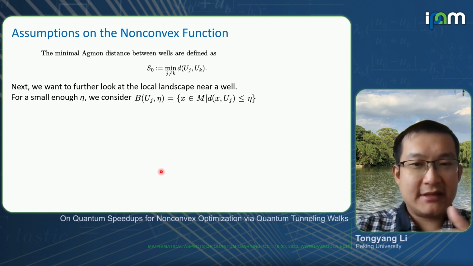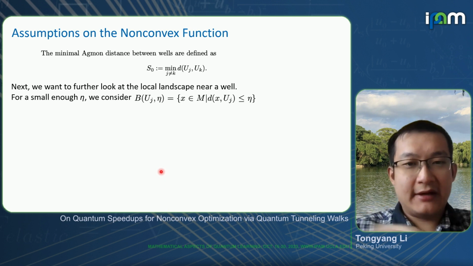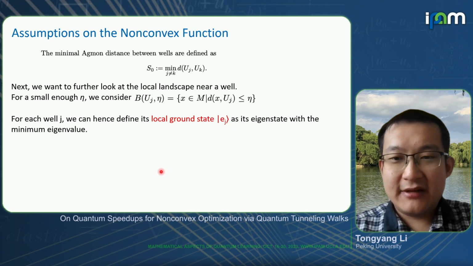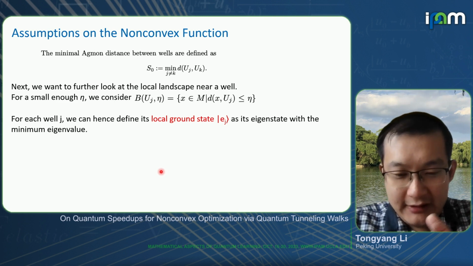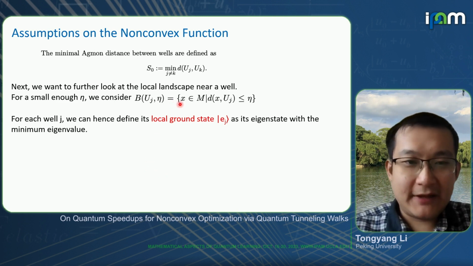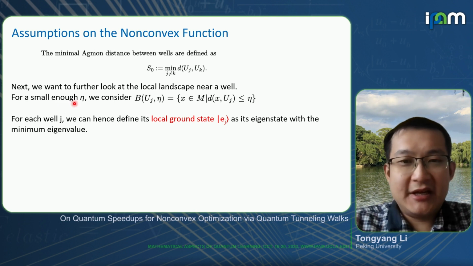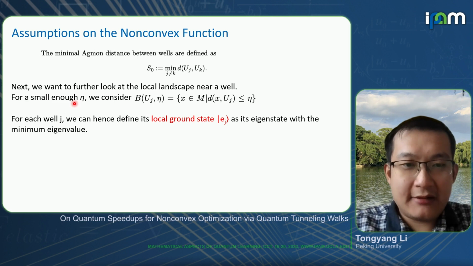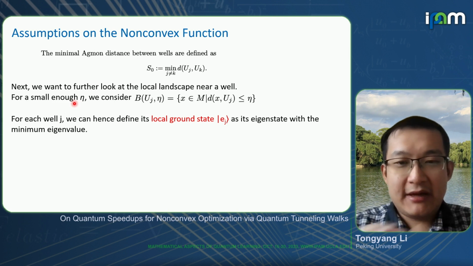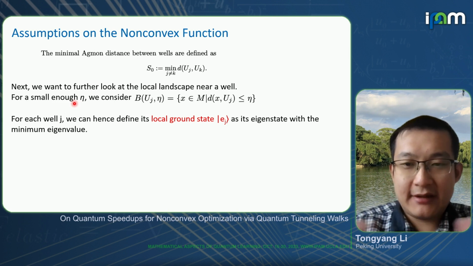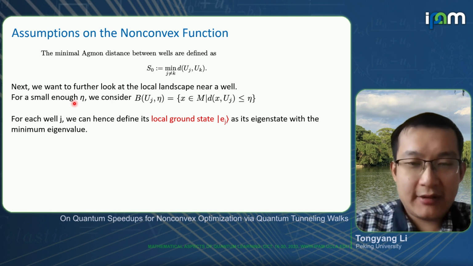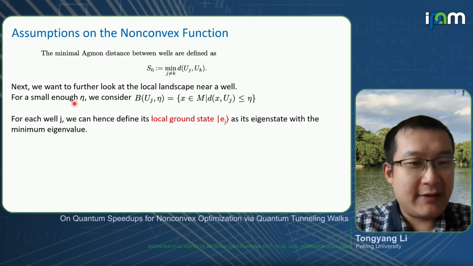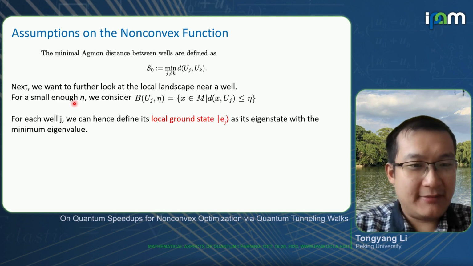And after having this value S0 here, we can further look at the local landscape near a well here. In particular, near a local minimum, we can have a small enough value eta here, and inside this value we have each of these local wells here. For each of the local wells, we can define its local ground state. For the jth well here, we define its local ground state to be the e of j here, as the eigenstate with the minimum eigenvalue here.